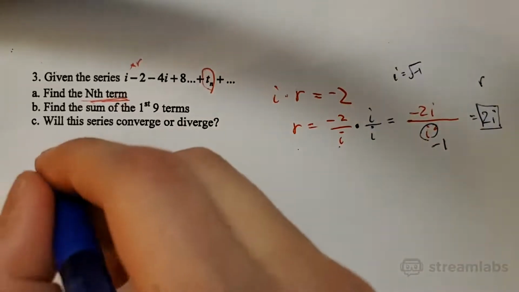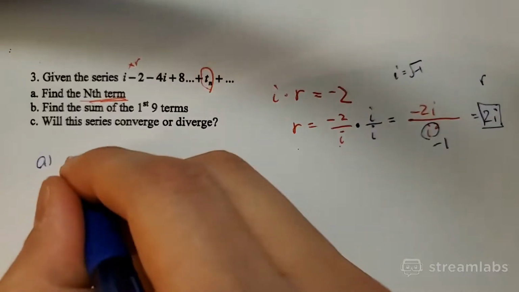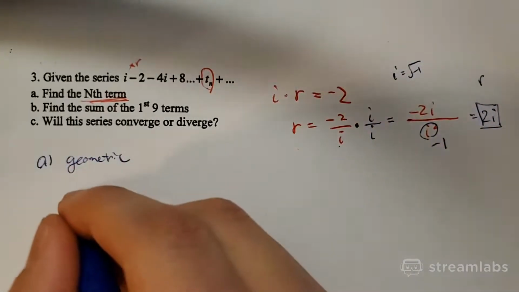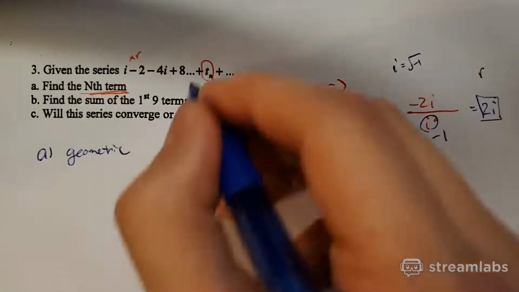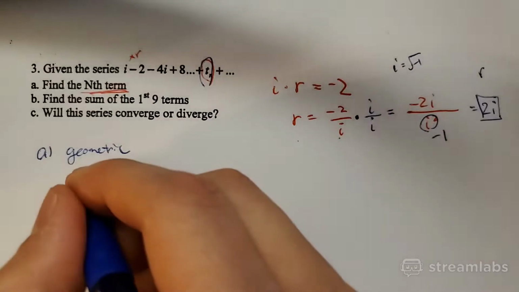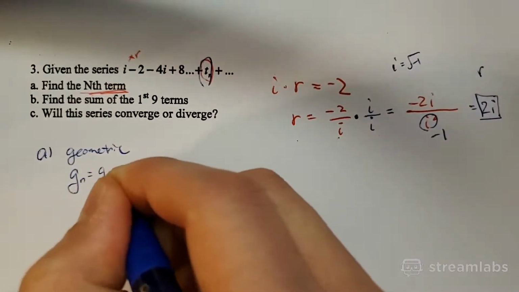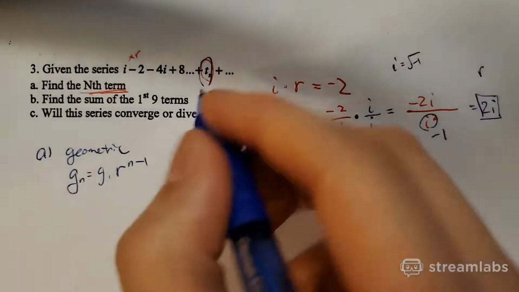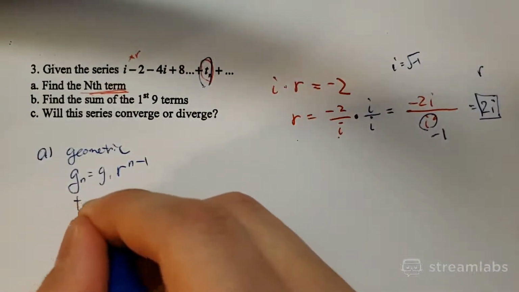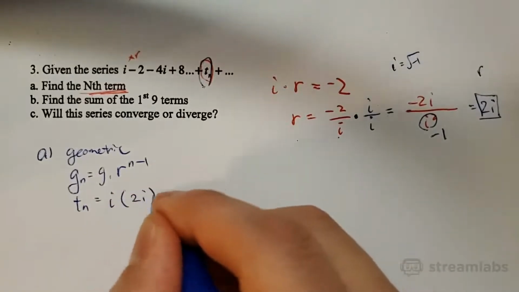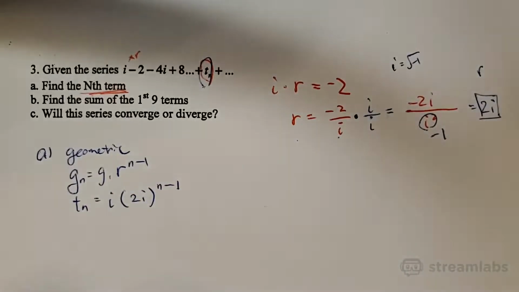So first of all, A, this is geometric, right? So your n term would be, remember the n term? The n term, not the sum of n term, it's the n term. Remember gn equals g1 times r to the n minus 1? They want tn, so gn is tn. Okay, first term is I, r is 2i, to the n minus 1.